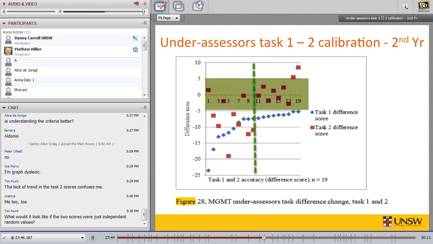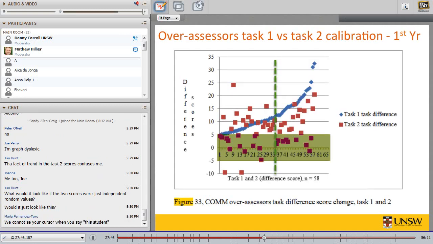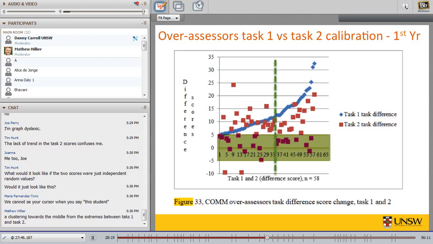So what we see here is, I think, a really strong response in the task 2 scores. Okay, we'll go back to that. Somebody said that the lack of a trend in task 2 scores confused them. So once again, this is lined up as individuals. So this individual in task 1 is this person in task 2. This person in task 1 is this person in task 2. And this person in task 1 is this person in task 2. And I don't think you can expect a perfect trend.